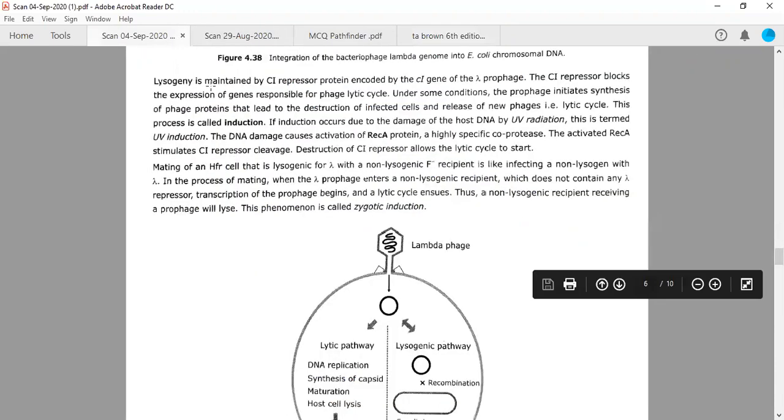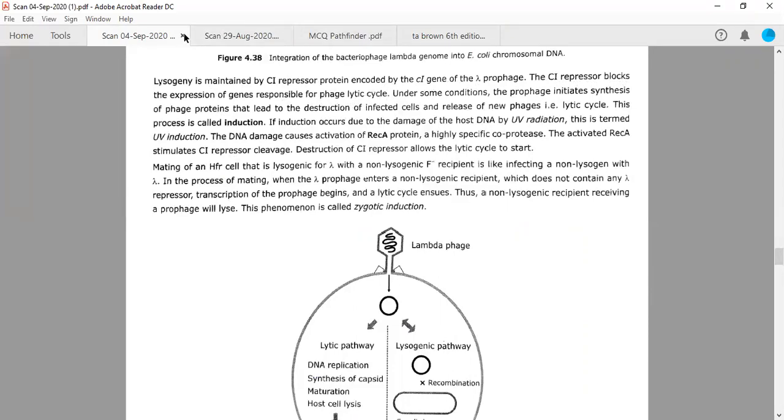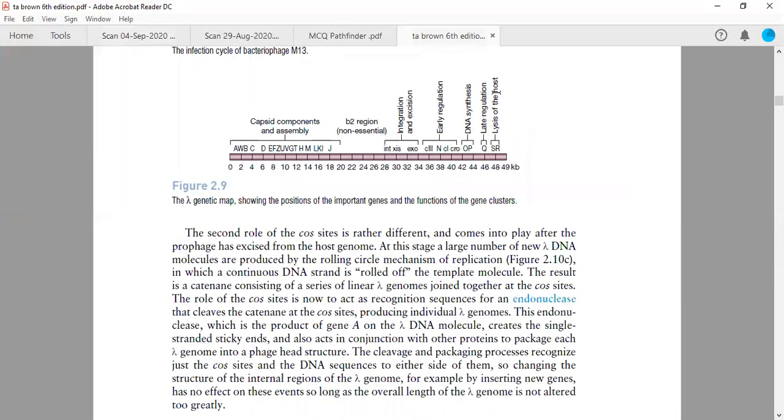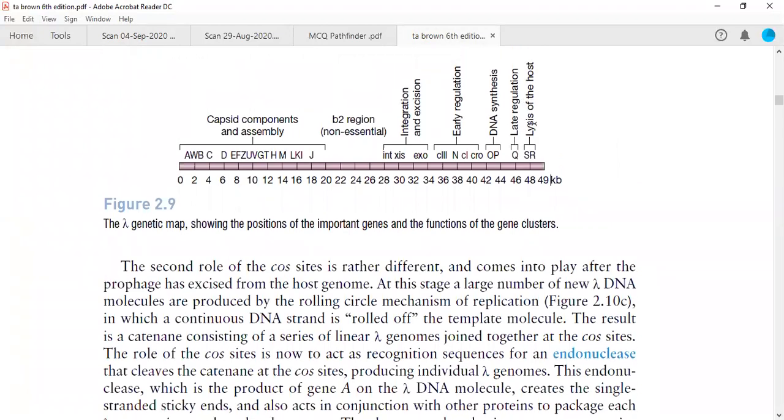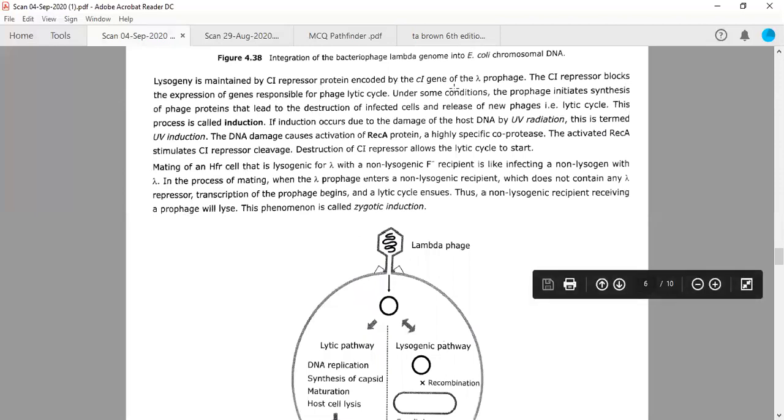Lysogeny is maintained by the cI repressor, which is a repressor protein encoded by the cI gene of the lambda prophage. The cI repressor blocks the expression of genes responsible for the phage lytic cycle. See here, these genes are responsible for the lysis of the host. So what is the role of cI? The cI will encode a polypeptide called the cI repressor, which will not allow the expression of these genes, which would cause the lysis of the host, and therefore it will allow lysogeny.